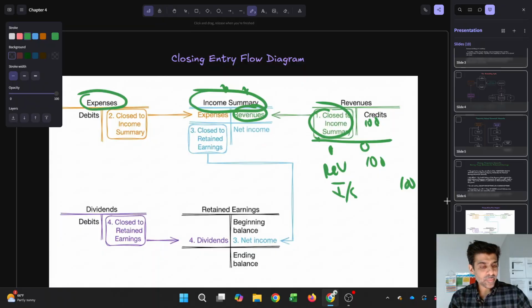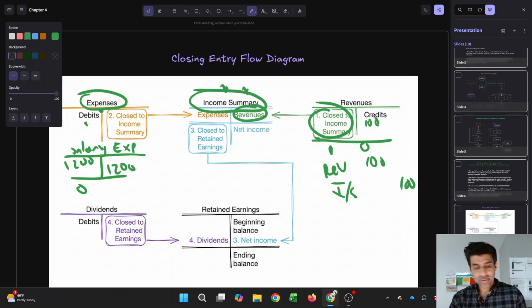I'm going to do the same thing now, but reverse for expenses, because they all have debit balances, and I want them to go to 0. So I'm going to credit each expense by its balance, so let's say we had salary expense. Let's say it was $1,200. To make this go to 0, I need to credit it 1200, and then I would debit income summary 1200. So again, I've moved this balance to here, to this income summary. Okay, so again, I haven't lost any information. I'm just moving the balances.